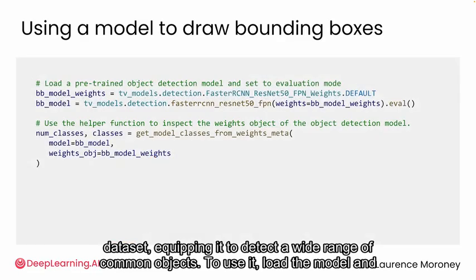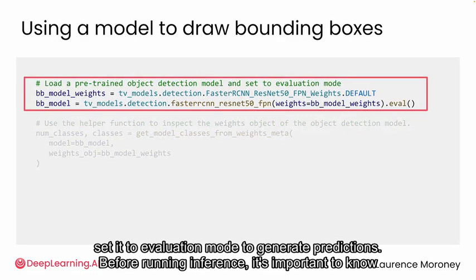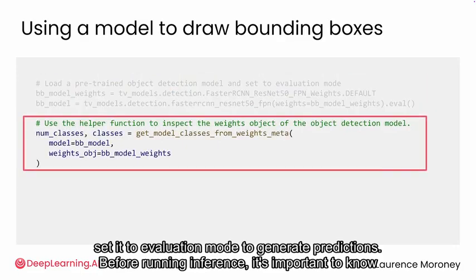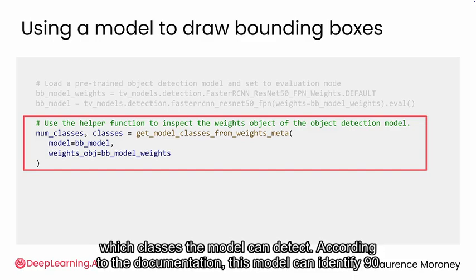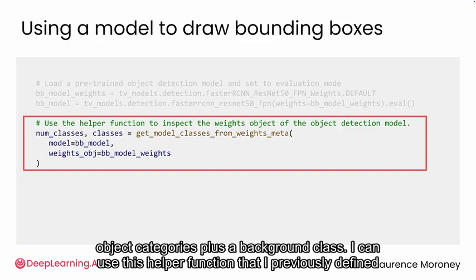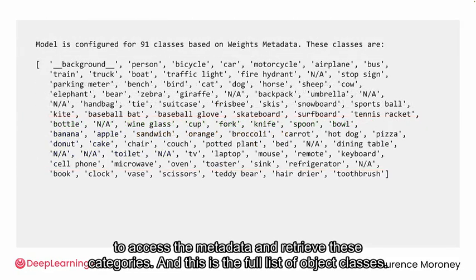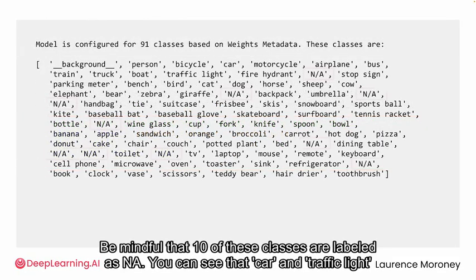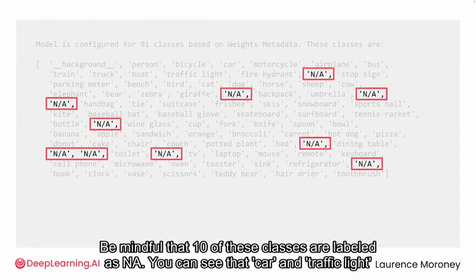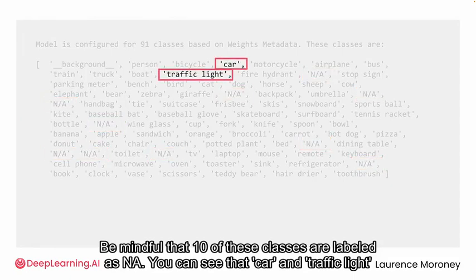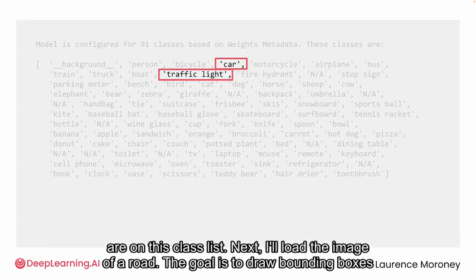To use it, load the model and set it to evaluation mode to generate predictions. Before running inference, it's important to know which classes the model can detect. According to the documentation, this model can identify 90 object categories, plus a background class. I can use this helper function that I previously defined to access the metadata and retrieve these categories. And this is the full list of object classes. Be mindful that 10 of these classes are labeled as NA. You can see that car and traffic light are on this class list.